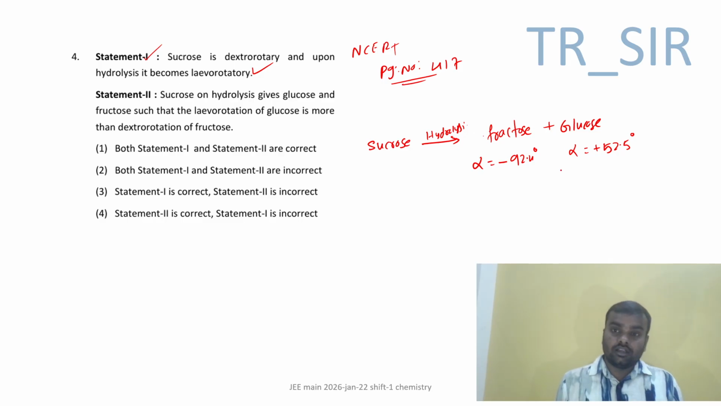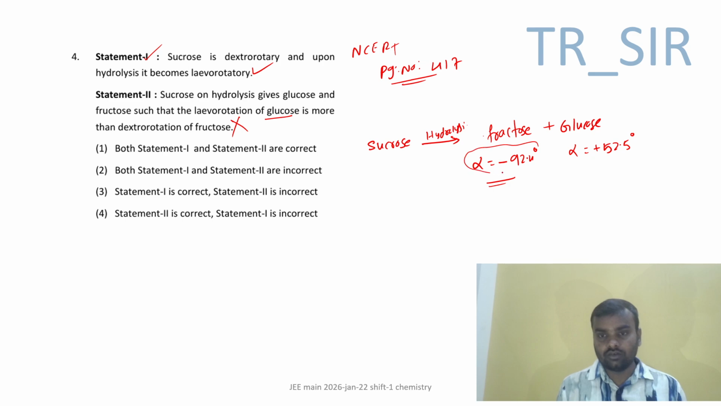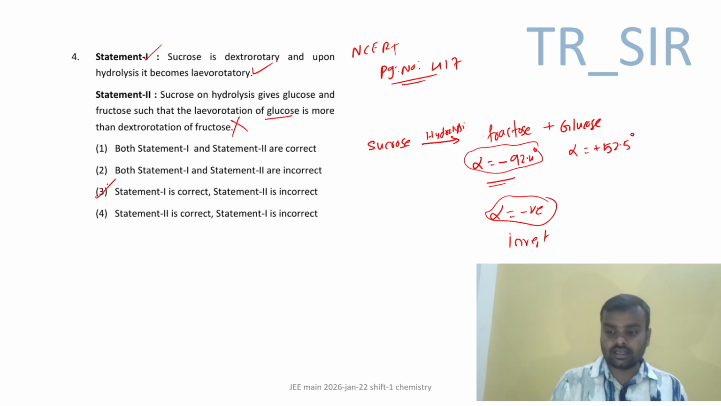So the levorotation of fructose is more than that of glucose. But in the second statement, they say sucrose on hydrolysis gives glucose as well as fructose, such that levorotation of glucose is more than dextrorotation. This is a false statement; levorotation of fructose is more than glucose. Statement 2 is false, statement 1 is right. We are getting a negative alpha, so this is also called invert sugar. That means statement 1 is correct, 2 is wrong, so option C is the right answer.